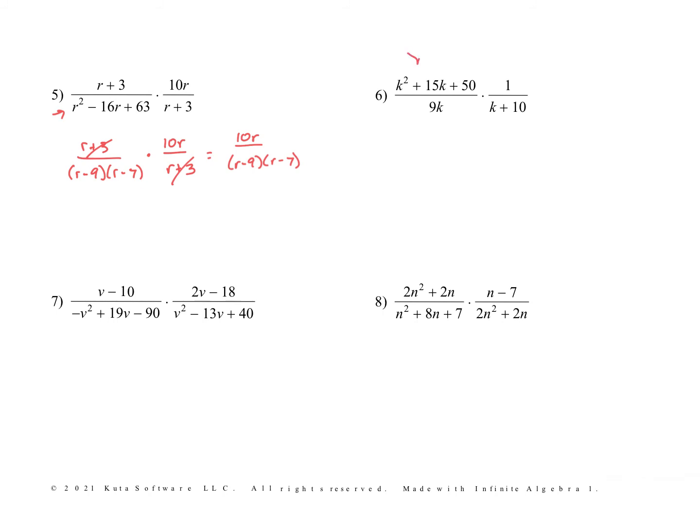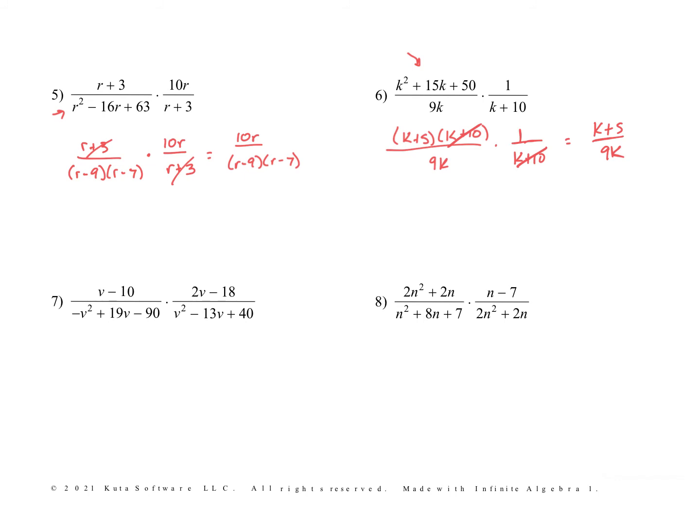Again, I'm going to have to factor my numerator. So I'm going to break that up as k plus 5, k plus 10, times 1 over k plus 10. And as I'm writing that, I see I have a k plus 10 in my denominator and in my numerator, which is awesome because I can simplify. And I am now left with k plus 5 over 9k. Again, you cannot simplify out of addition and subtraction, so leave that alone. Let's go on to the bottom two.